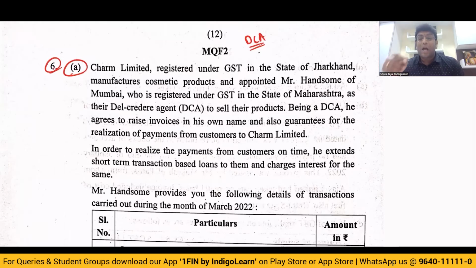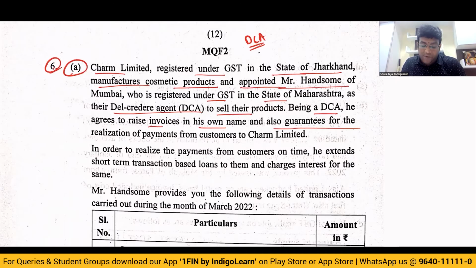But a DCA is somebody who undertakes responsibility to recover the outstanding balances. And if required, he sometimes gives short-term credit to the buyers. And that is a separate activity altogether. See now, Charm Limited, registered under GST in the state of Jharkhand, manufactures cosmetic products and appointed Mr. Handsome of Mumbai, who is registered under GST in the state of Maharashtra, as their Del Credere Agent to sell their product. Being a DCA, he agrees to raise the invoice in his own name and also guarantees realization of payments from customers to Charm Limited. That is what a DCA does.